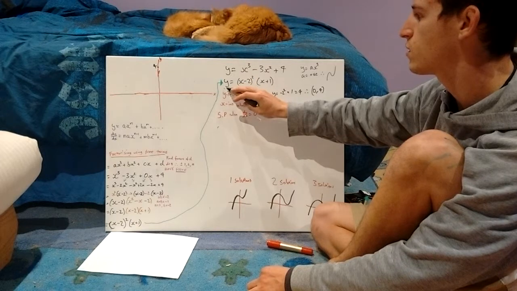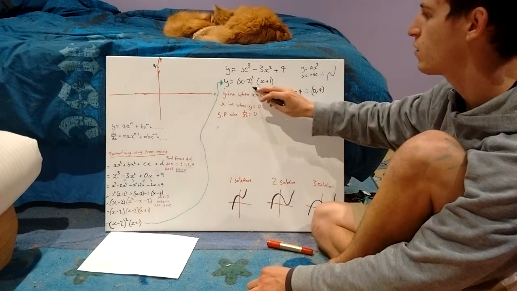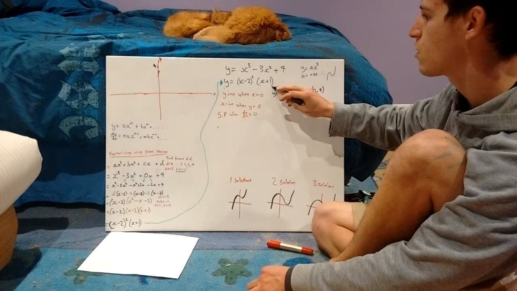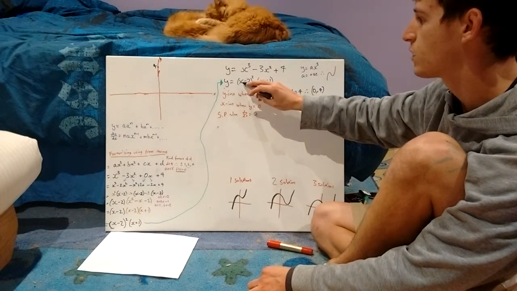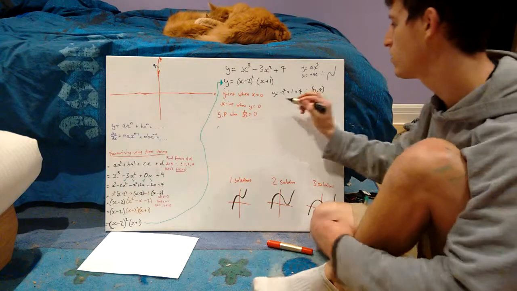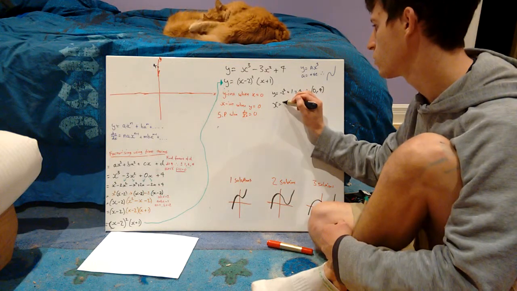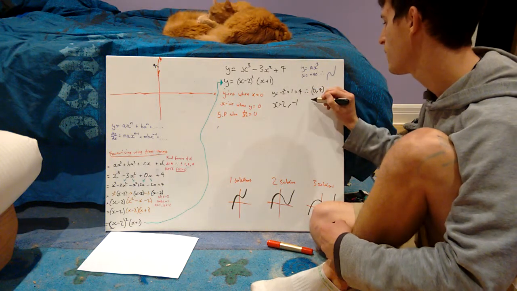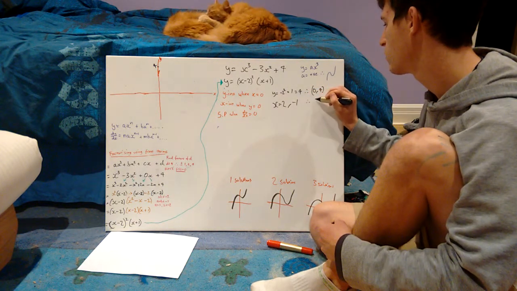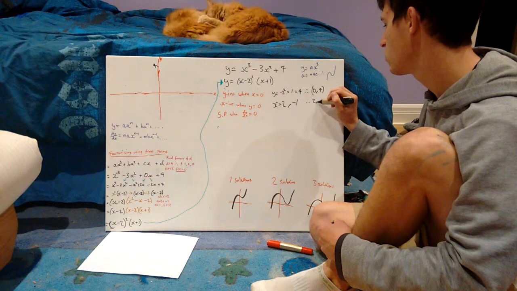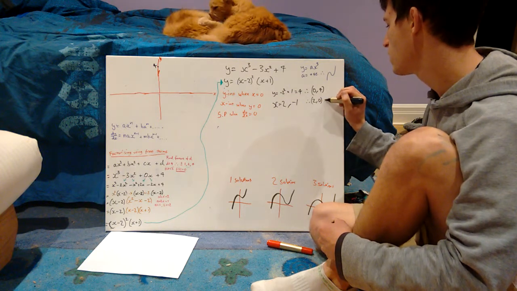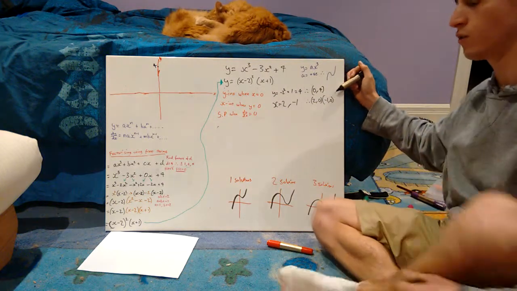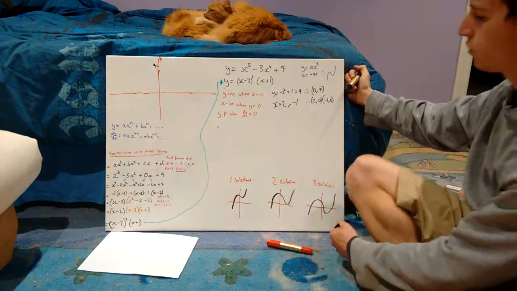So if y was to equal 0, this part of the function has to equal 0, or this part of the function has to equal 0. So basically x equals 2 and x equals 1. x equals 2 and negative 1, I should say. That means our x-intercepts are at (2, 0) and (negative 1, 0). So we have two solutions for this polynomial.